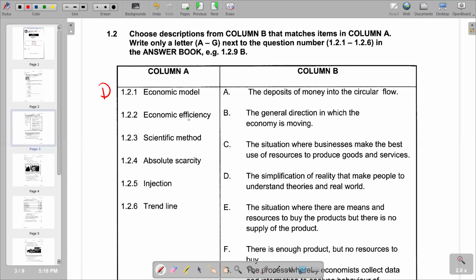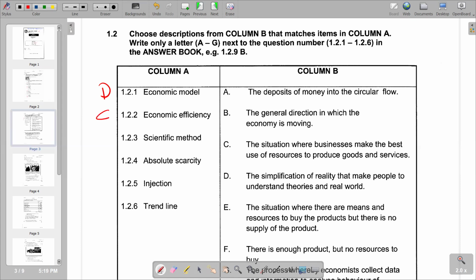Then economic efficiency. We can describe it as an economic state in which every resource is optimally allocated to serve each individual or entity in the best way. That's the description of economic efficiency, and we try to see according to the responses that we are given. If you go to C, it's saying the situation where businesses make the best use of resources to produce goods, which is the most appropriate one.